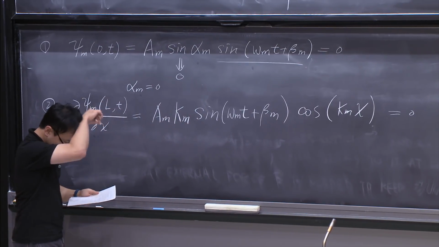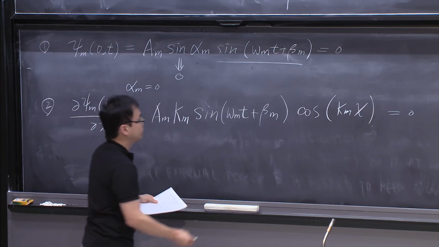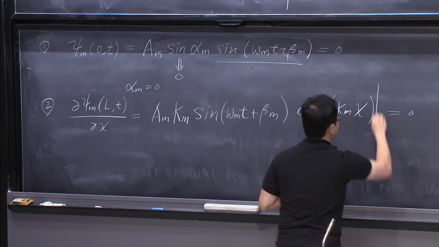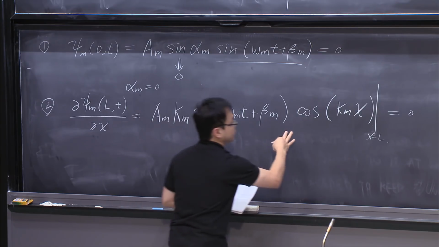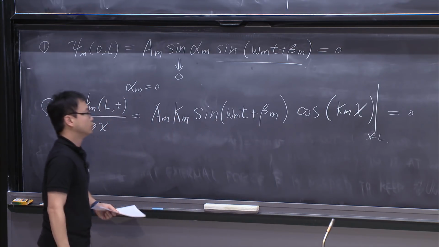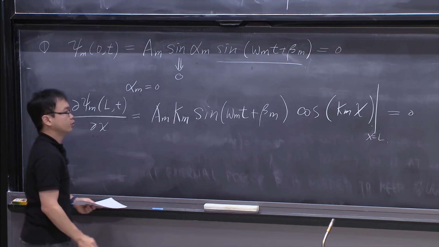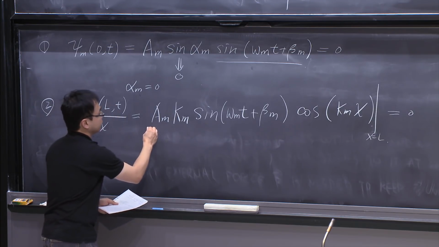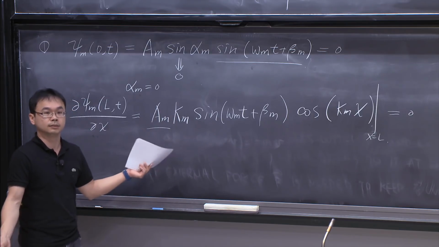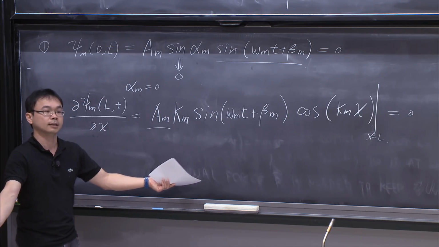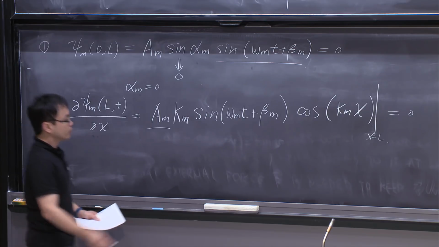Okay? So this is actually evaluated at x equal to L, right? So that means this thing must be equal to 0 based on the second boundary condition. Okay? Of course, we can have the same argument. An should not be equal to 0. Otherwise, it will be equal to 0 all the time. The whole wave function is 0.